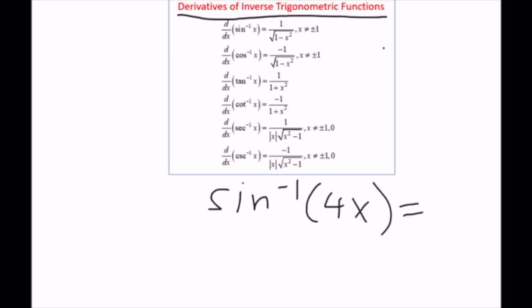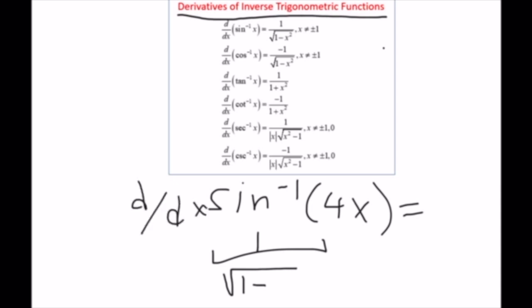So sine inverse of 4x. Let's write our formula: 1 over the square root of 1 minus, since we're finding the derivative of this function, 4x the whole squared, which is nothing but 16x squared. Now we have one problem with this question. We're not done yet, because we need to find the derivative of the inside of the parentheses.